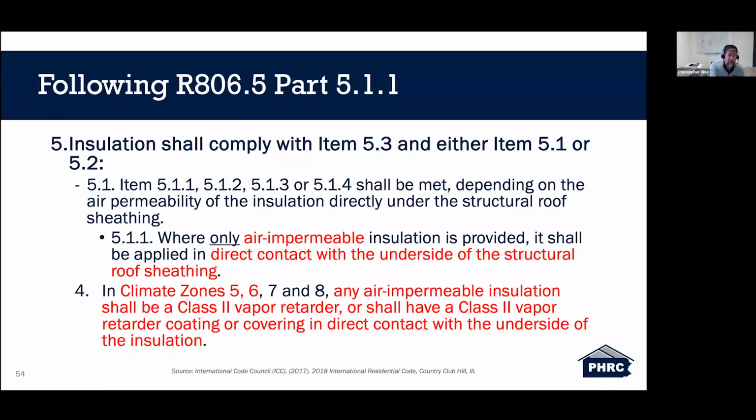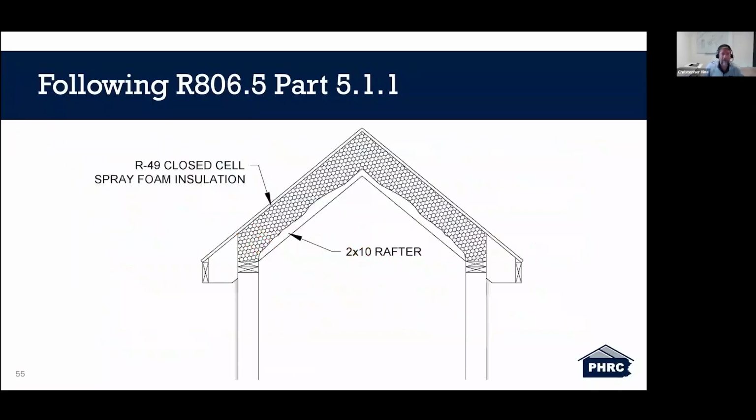We also have to follow, again, part 4 that says in climate zones 5 and 6, any air impermeable insulation shall be a class 2 vapor retarder or shall have a class 2 vapor retarder coating or covering in direct contact with the underside of that insulation. I told you we would come back to that.